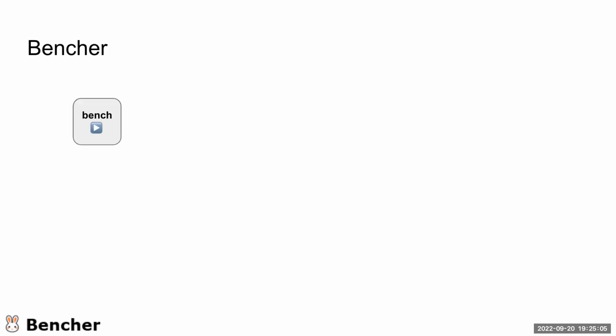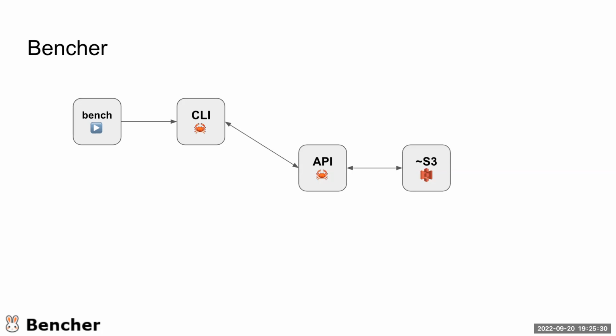So just a high-level overview of the architecture of the system. You have your benchmarking tool, whatever tool you want to use, say Cargo Bench here. That gets wrapped by the Bencher CLI, which will then take those results and throw them over to the API backend, which is also written in Rust. That gets saved to an S3 API compatible backend. So if you want to self-host, that can also be MinIO, or if you're cool with just using S3, you can use that too. And then you can go and view your results in a web GUI.